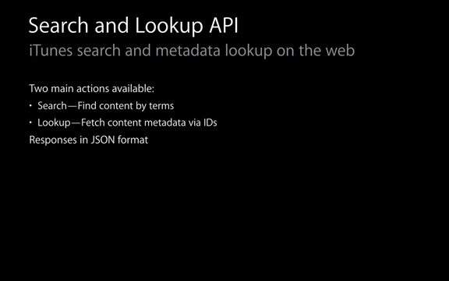The lookup API allows you to cross-reference your IDs with the iTunes Store. So you might have a set of content that you're interested in, and you know the iTunes Store content IDs. You can get the latest data about that content using the lookup API. And all these responses are in the JSON format. That's JavaScript object notation. It's pretty much the lingua franca for data transfer on the web.